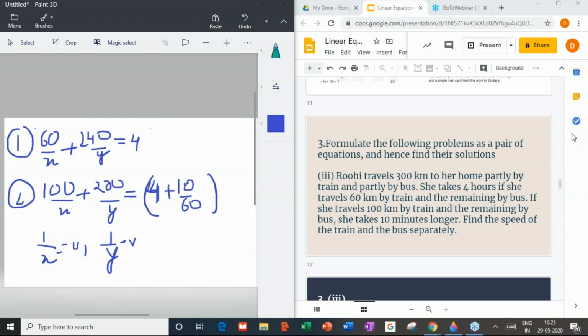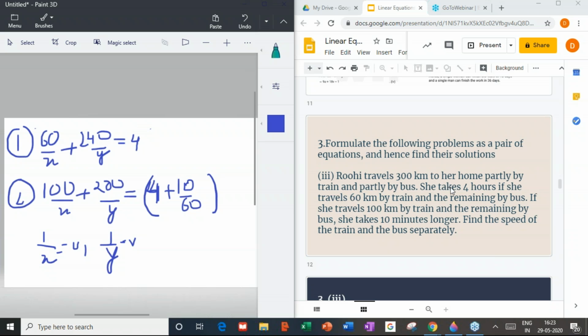Clear, nice. Anybody having a doubt? Let me know. Can you please explain the second equation? Yes. Okay. So what does the second statement say?